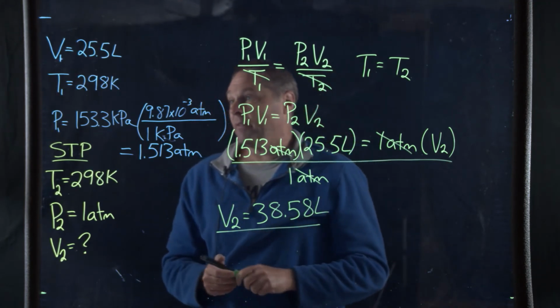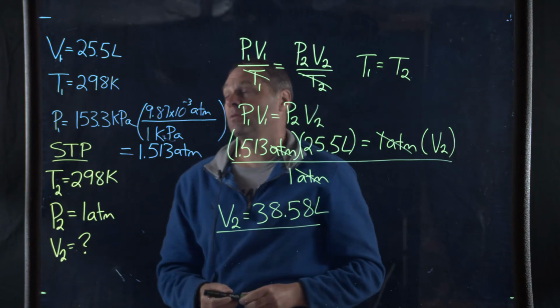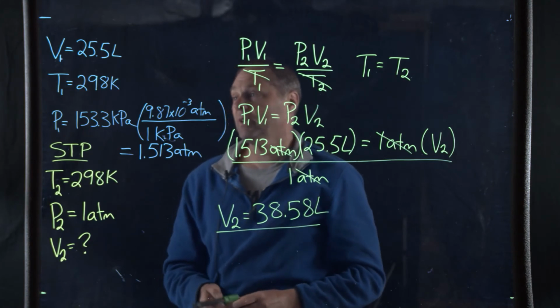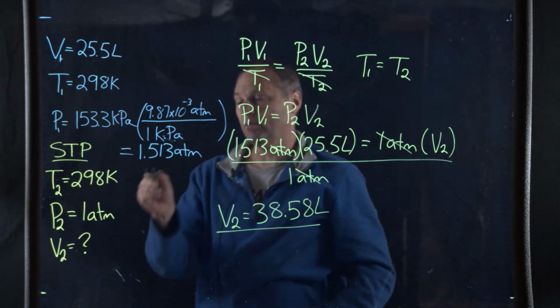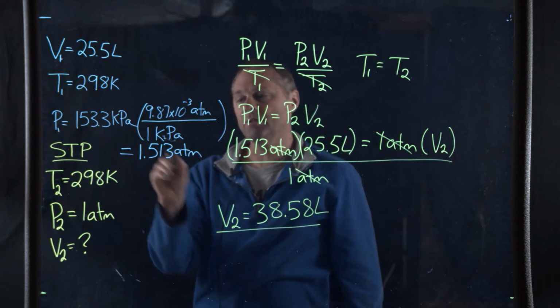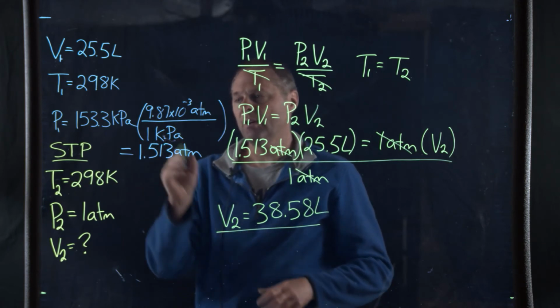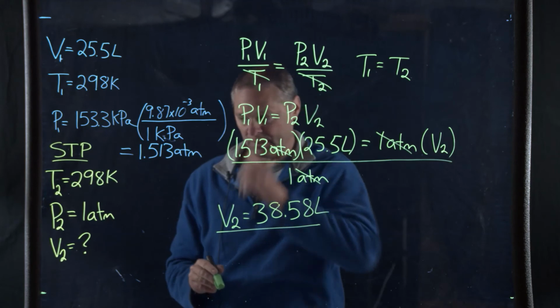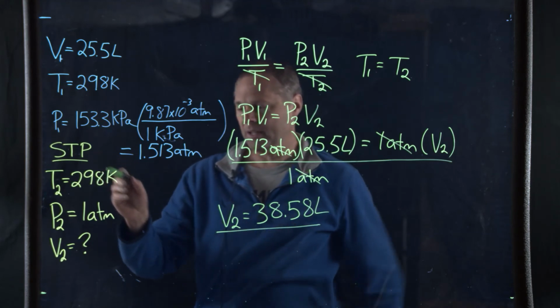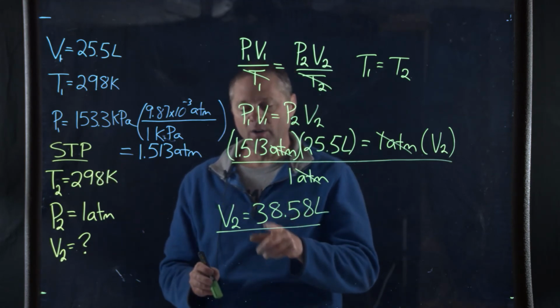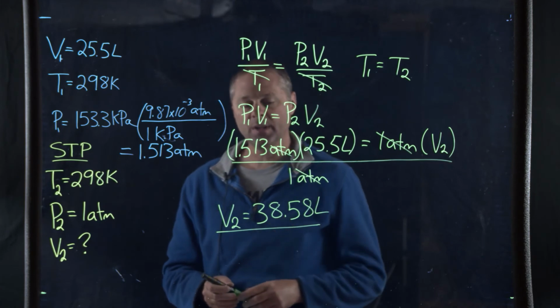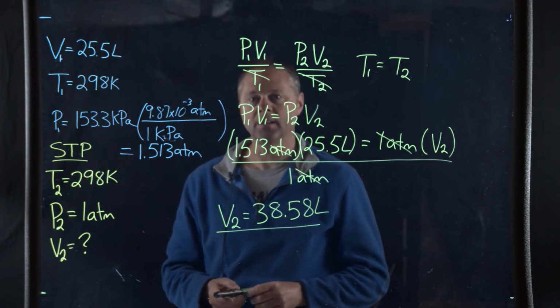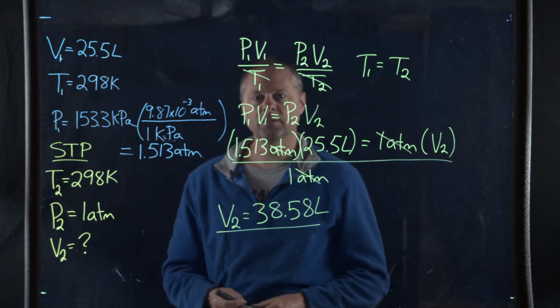And so if we have a sample gas whose volume initially is 25.5 liters at a temperature of 298 Kelvin and a pressure of 1.513 atmospheres, see, we converted this from kilopascals into atmospheres, and we go to STP, the volume of that Freon is going to be 38.58 liters. If you have any questions on problems similar to this, please let me know.